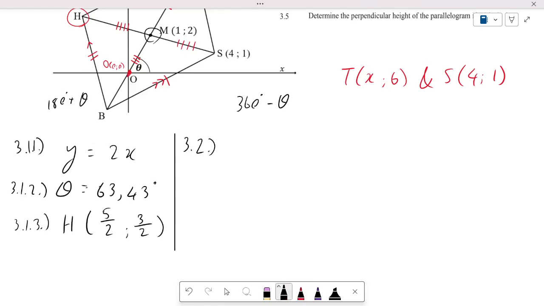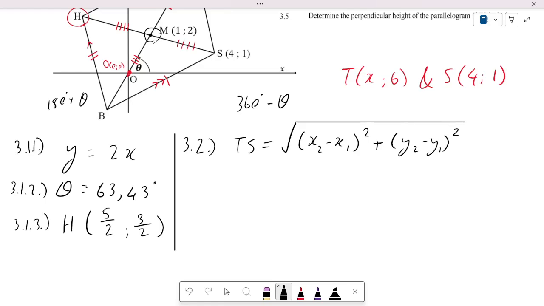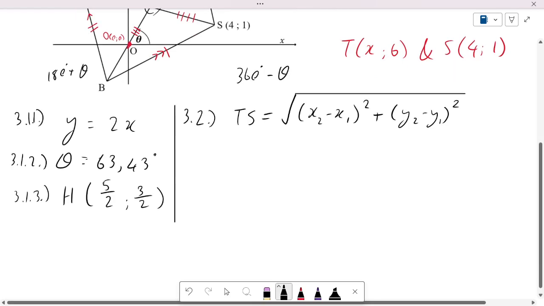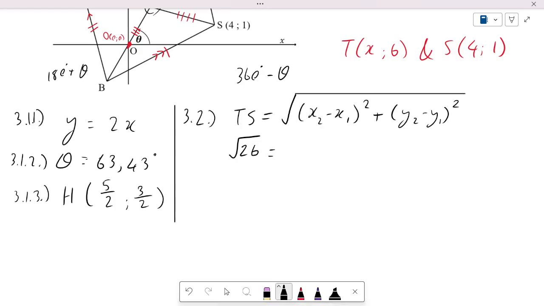So we have the following formula, where the length of TS is going to be equal to the square root of, so we're going to deal with the x first, so it's going to be (x2 minus x1) all squared plus (y2 minus y1) all squared, and then this is just the root all over. Now they tell us from the information that TS is equal to root 26. So we have root 26 on this side to replace with. And now we just have to substitute for the rest of them.